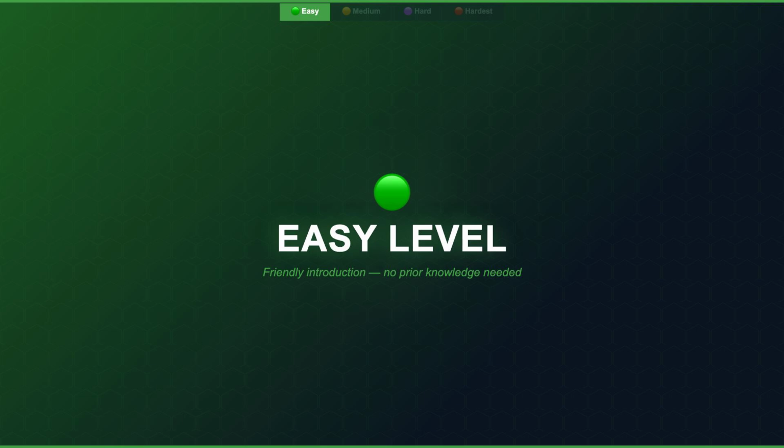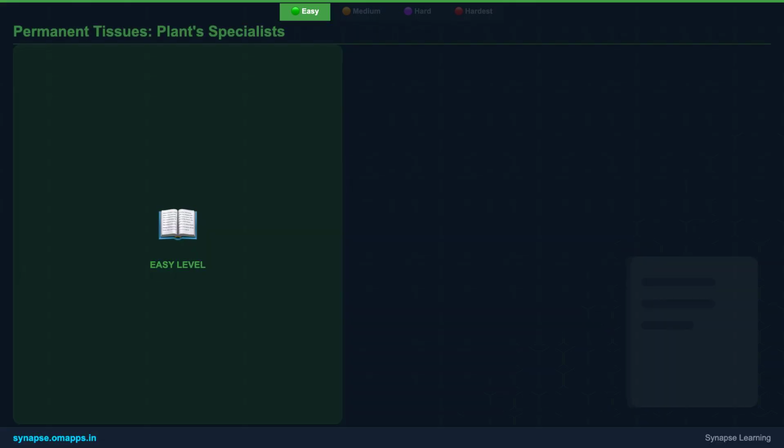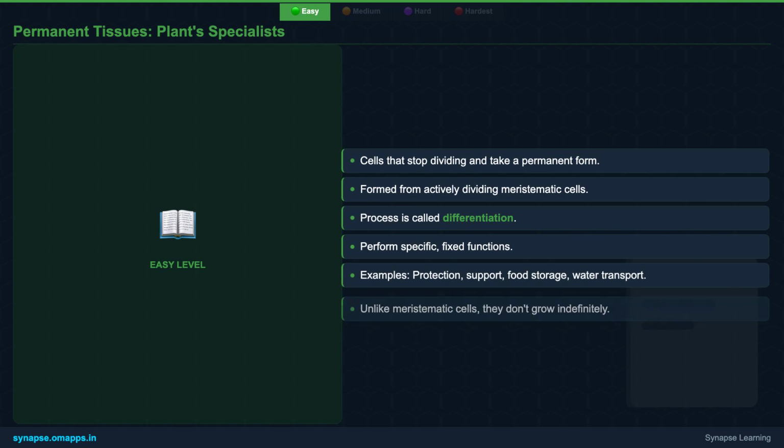Let's start with the easy level. Imagine cells that once actively divided but then decided to settle down and take on a specific job. That's what permanent tissues are. They are specialized plant cells that have lost their ability to divide and have acquired a fixed shape, size, and function. They originate from those rapidly dividing meristematic cells through a crucial process called differentiation.